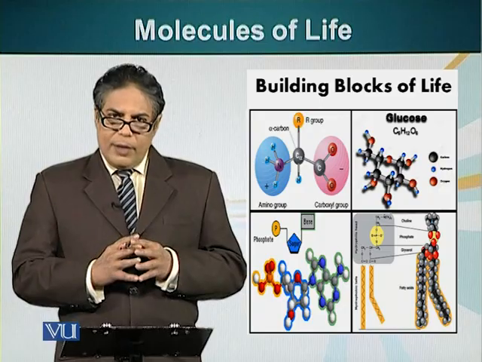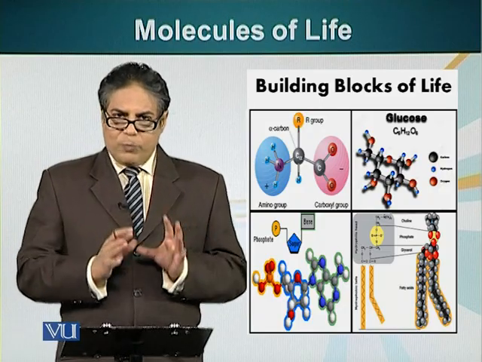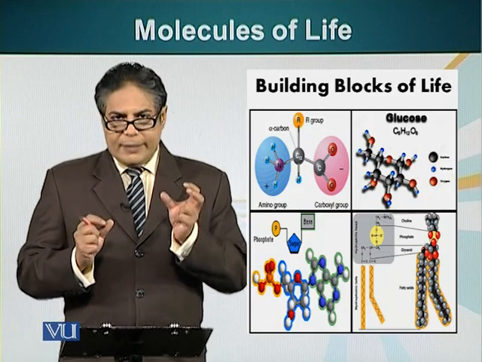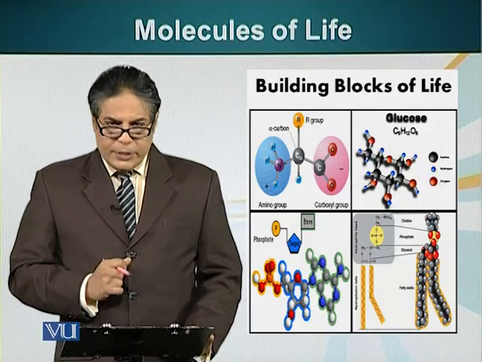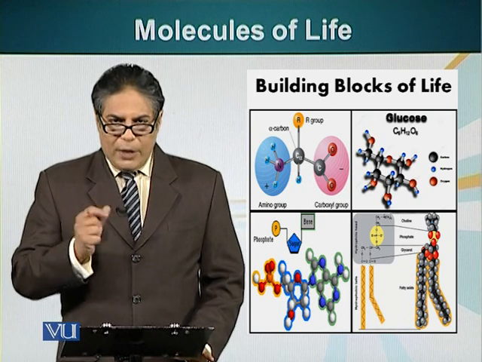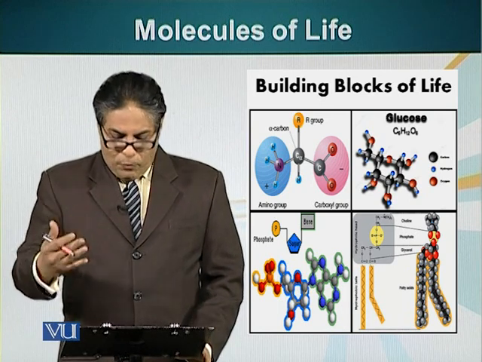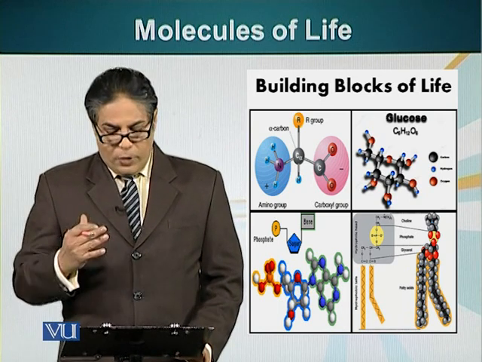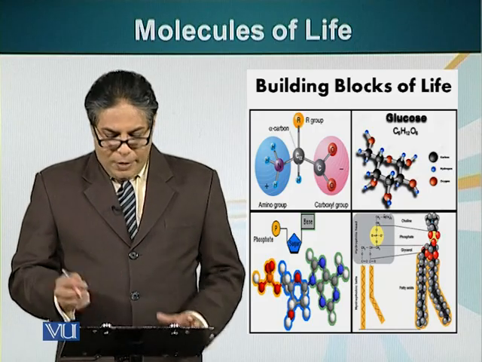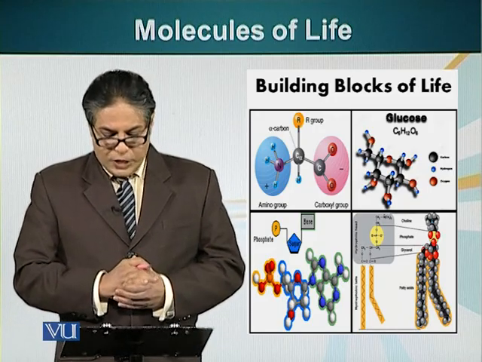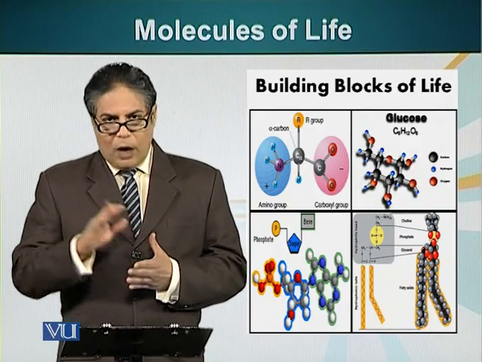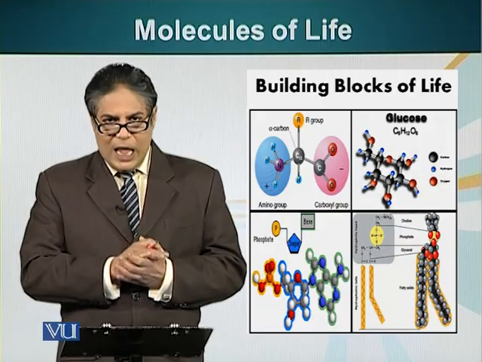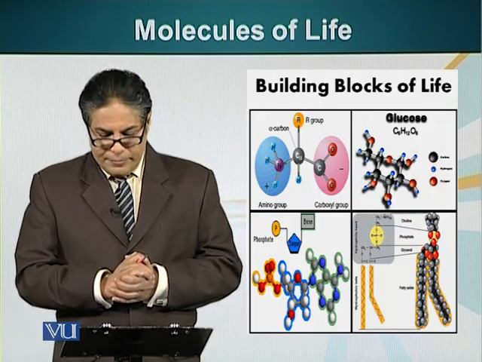But first of all, let's look at these 4 groups of molecules. What is the basic unit of these molecules? Proteins are made up of amino acids. We will, of course, look at amino acid structure in more detail later on. However, at this point, I would like to mention that amino acids have 2 groups, a carboxyl group and an amino group, attached to a central carbon atom.